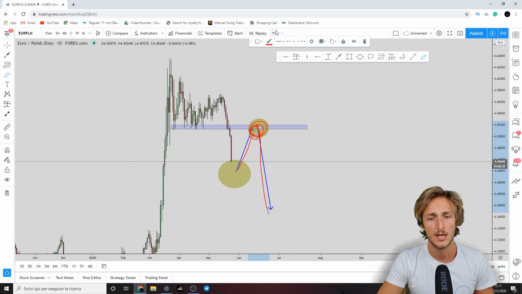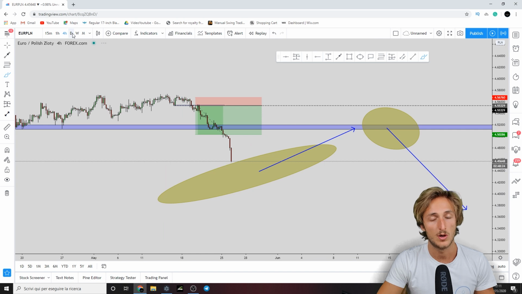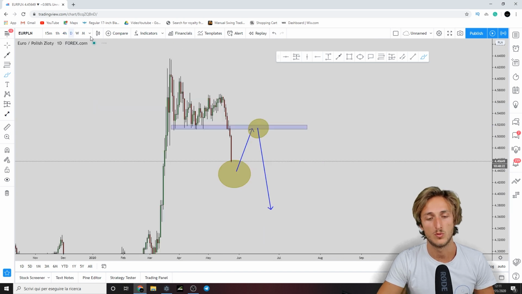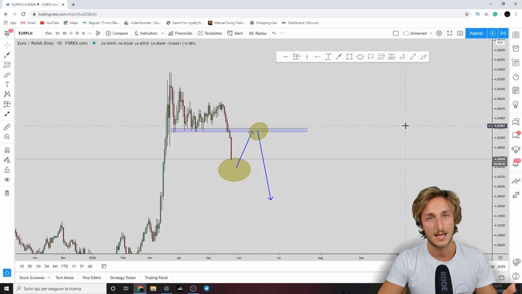So this is overall what we have on a Euro PLN perspective. We close a nice 1 to 3.5 risk to reward to the downside, looking for capitalizing opportunities again on this pair according to the rules of our strategies.